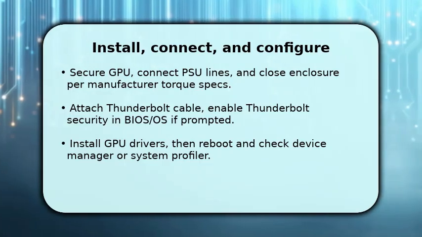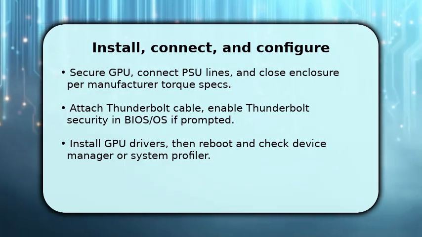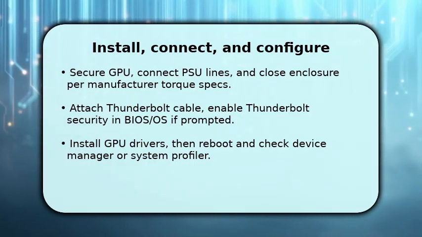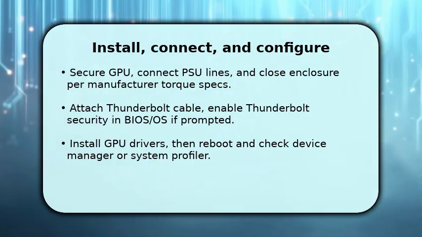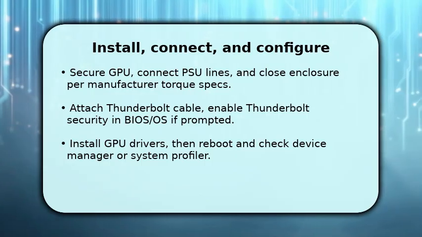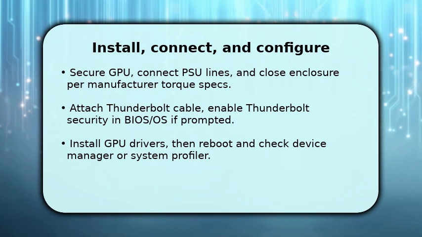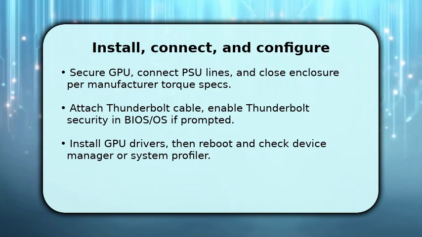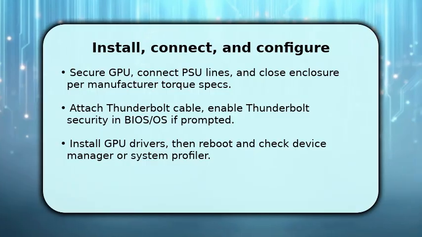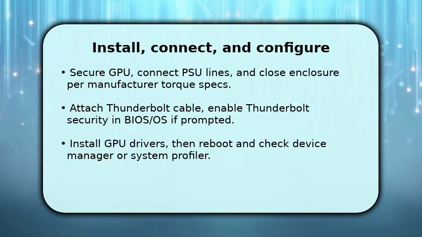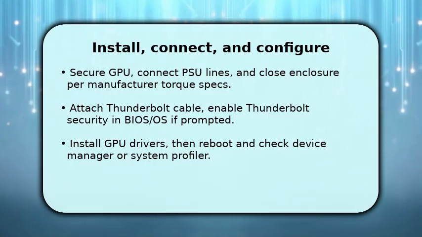Once connected, accept any host prompts to authorize the device and enable Thunderbolt peripherals in BIOS or system settings. This grants PCIe access. Install the vendor GPU driver and related control software, then reboot. After boot, confirm the OS recognizes the external GPU in Device Manager or System Profiler, and make sure hot plugging settings are correct, so the card initializes.